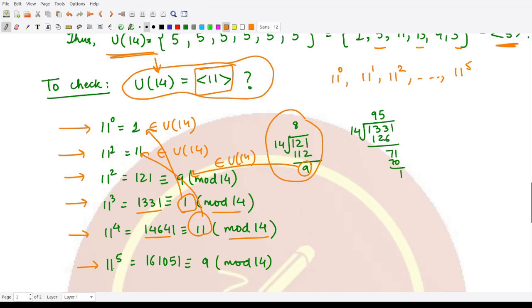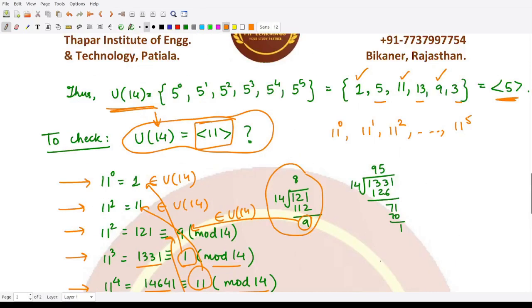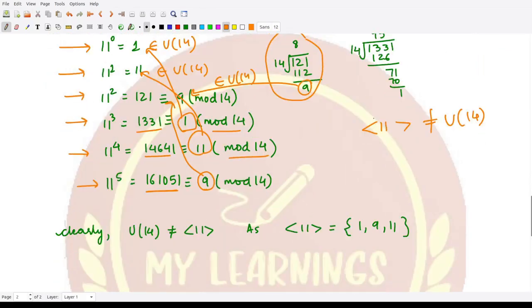For 11 raised to power 5, you again have 9 as the remainder, which is again a repeating member. So by taking any powers of 11, we do not obtain the members 5, 13 or 3. So therefore this element 11 does not generate the whole of our group, right? Because it only gives us back 3 elements of the group. Hence we can say U14 is not equal to the group which is generated by the element 11, correct?